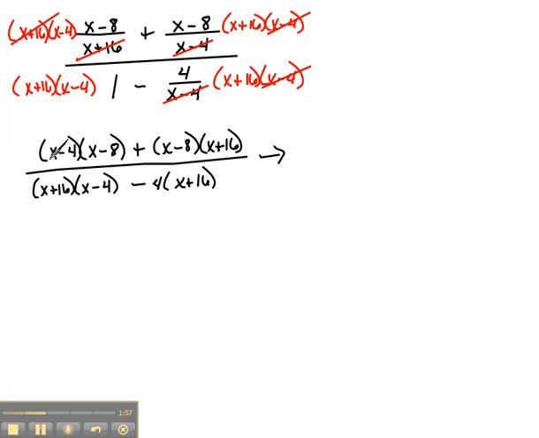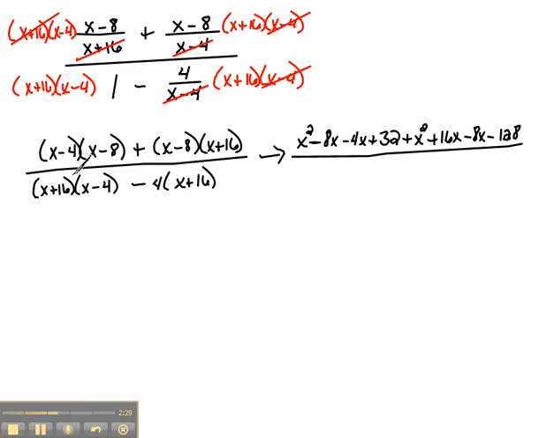So when we distribute this first set of binomials, that's going to give us x squared minus 8x minus 4x plus 32. Then we have plus. Now we're going to distribute out our second set of binomials also, so that would be x squared plus 16x minus 8x minus 8 times 16 is 128.